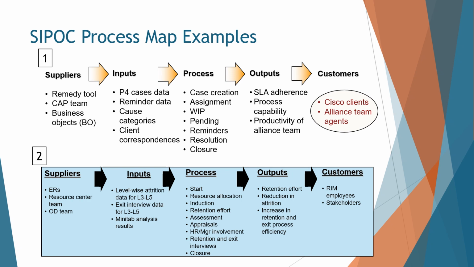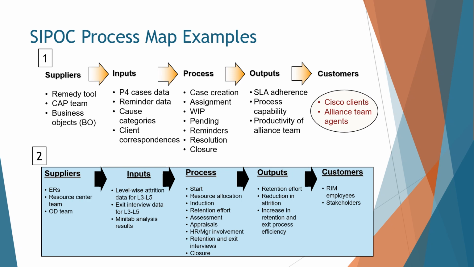Look at this second example. In the second example, who are the suppliers? ERs, Resource Center team, and the OD team. Inputs: level-wise attrition data for L3 to L5, exit interview data for L3 to L5, and Minitab analysis results.